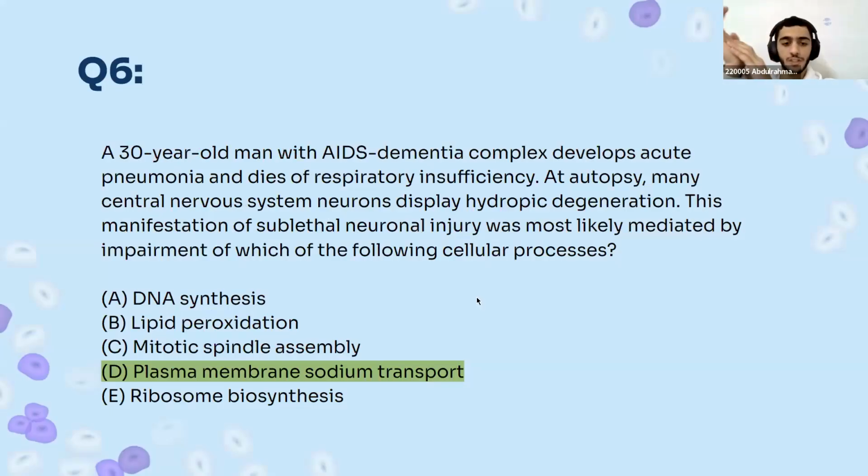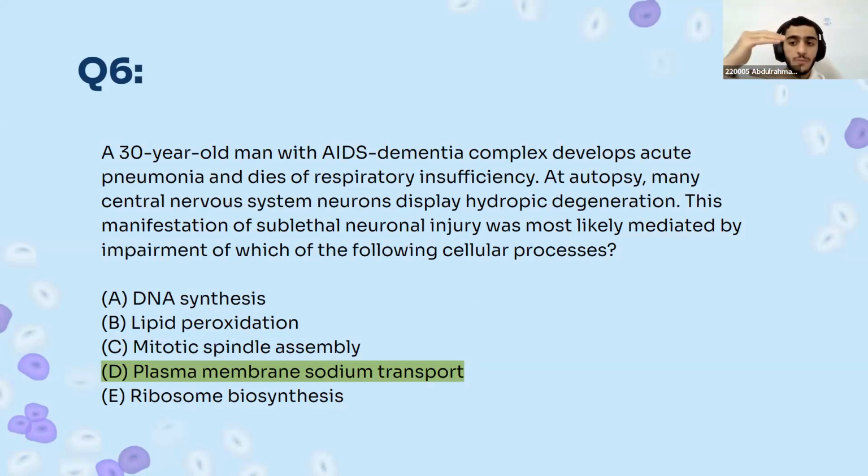Adding on what Shahd said, whenever we have a cell injury, there are two types: reversible or irreversible. The difference between them is that whenever the membrane of the cell is damaged, this is the indicator of an irreversible injury. Whenever the membrane of the cell is intact, whatever happens inside the cell is reversible. So the hallmark for an irreversible injury is membrane damage.